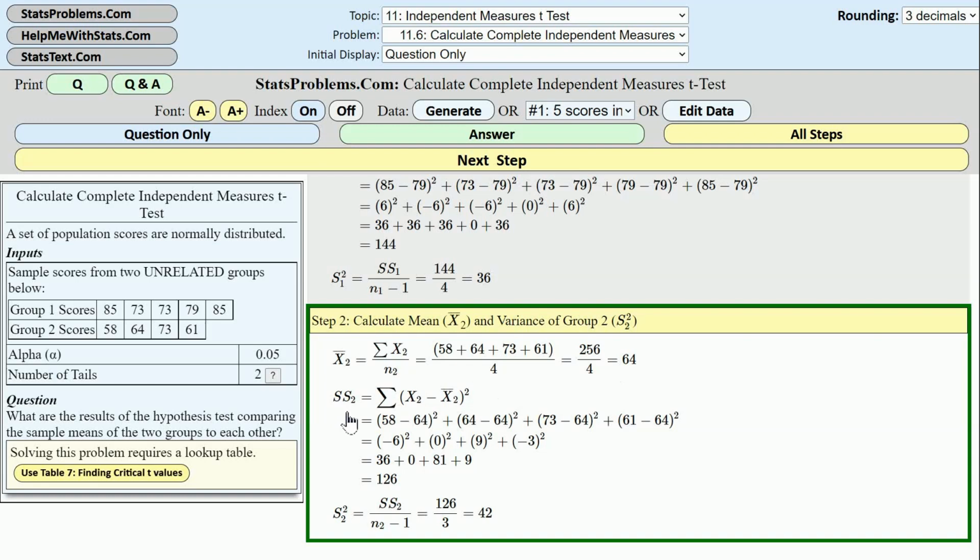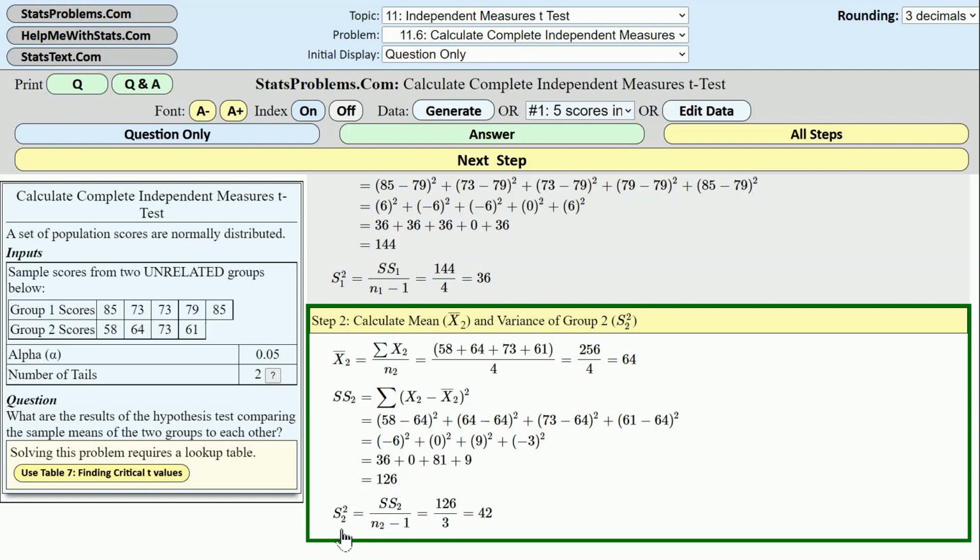The sum of squares, SS2, equals the sum of the squared deviations of each score x from the group mean, x bar 2. In this example, the sum of squares, SS2, equals 58 minus 64 squared, plus 64 minus 64 squared, plus 73 minus 64 squared, plus 61 minus 64 squared. This works out to minus 6 squared, plus 0 squared, plus 9 squared, plus minus 3 squared, which works out to 36 plus 0 plus 81 plus 9, which works out to 126.